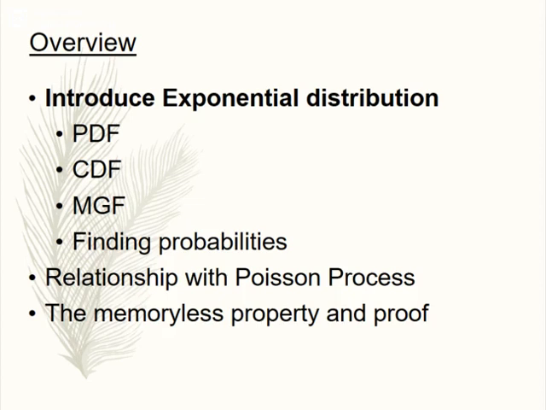I've broken it up into three main sections. So the first section we're going to look at is just an introduction. We will need to look at the PDF, CDF, and the moment generating function, as well as how to find probabilities. And then we will also have a look at how the exponential distribution is related to the Poisson process, and we will look at the memoryless property and its proof.